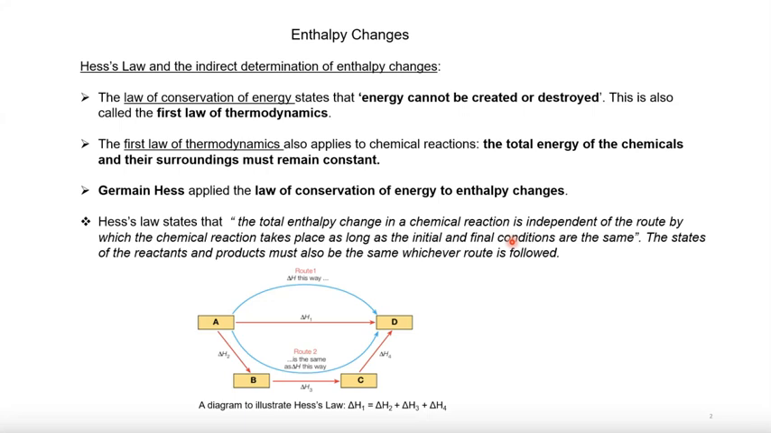Then, applying the law of conservation of energy to enthalpy change, that is Hess's law. That law says, I quote, the total enthalpy change in a chemical reaction is independent of the route by which the chemical reaction takes place, as long as their initial and final conditions are the same. The states of the reactants and products must also be the same, whichever route you follow.